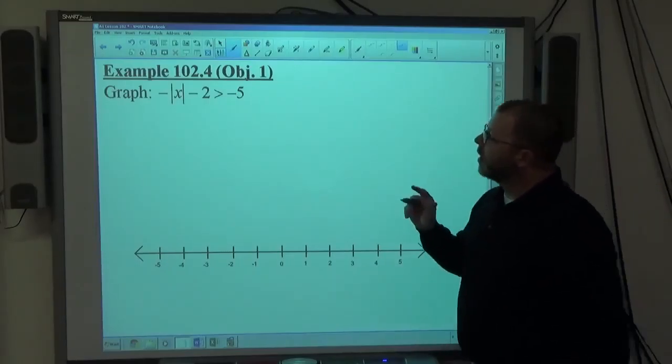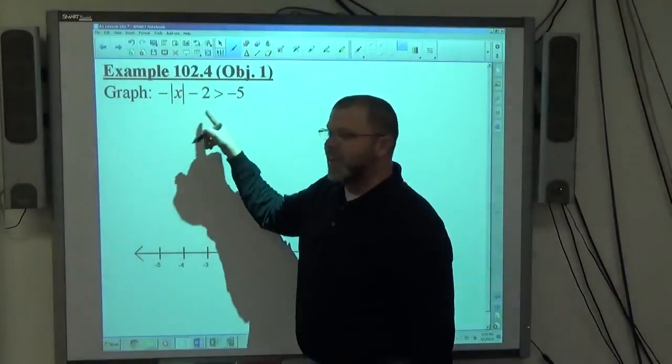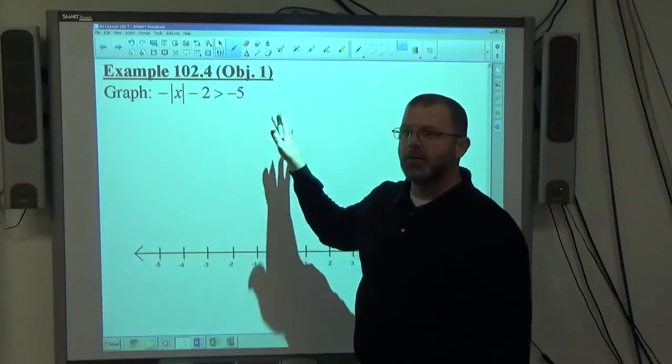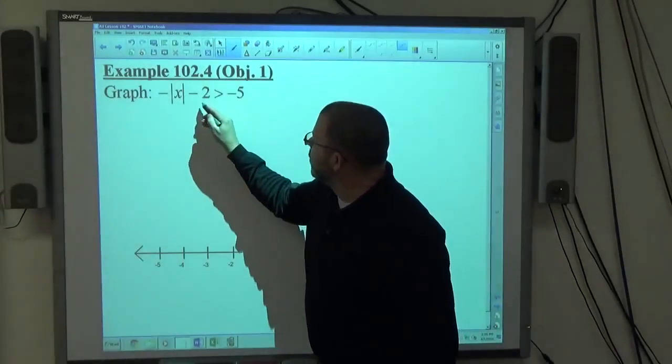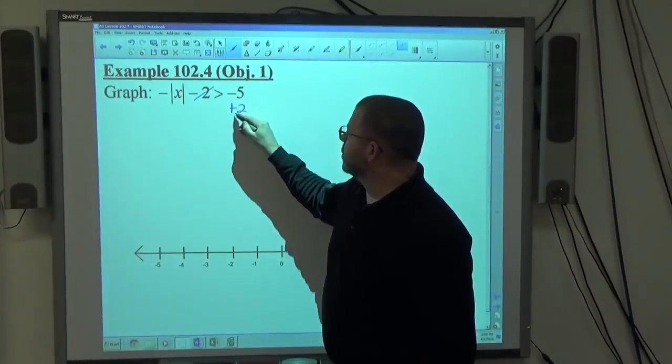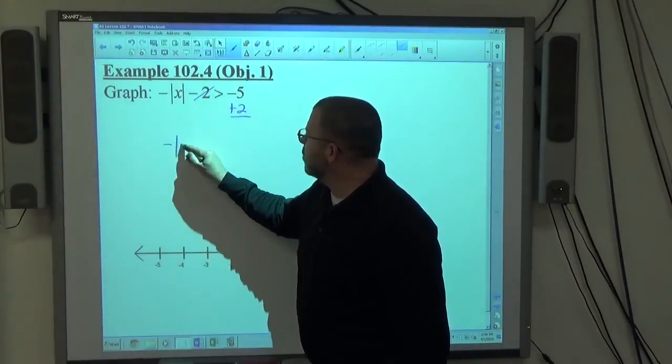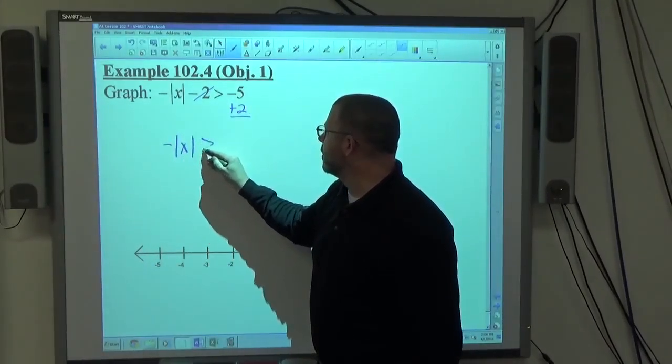Now, what I want to do here is, first of all, this does not already say absolute value of x, so I want to solve for absolute value of x first. So, I'm going to move the negative 2 over here, makes plus 2. So I get negative absolute value of x is greater than negative 3.